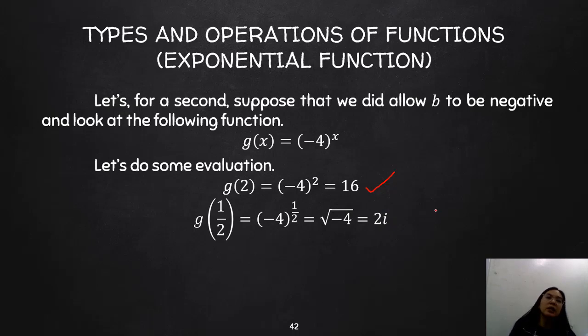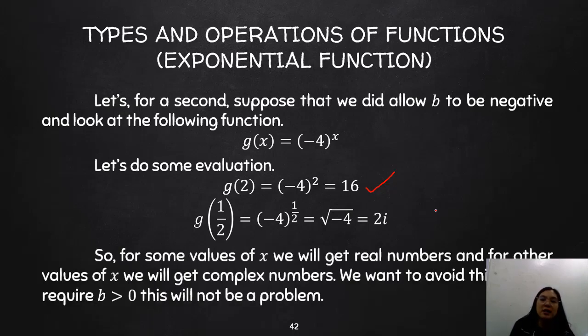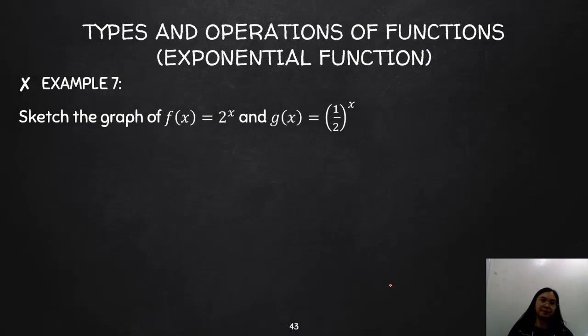So, kaya hindi natin masyadong ina-allow na yung value ng b is negative para po hindi tayo magde-deal with complex numbers. So, we want to avoid this so that the requirement is that your b is greater than 0 para hindi na natin problema yung mga complex numbers.